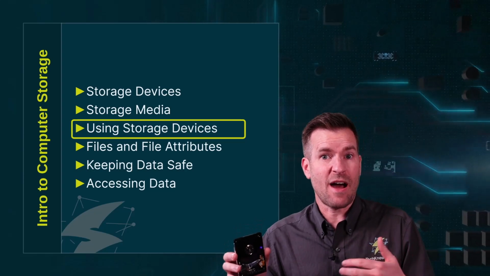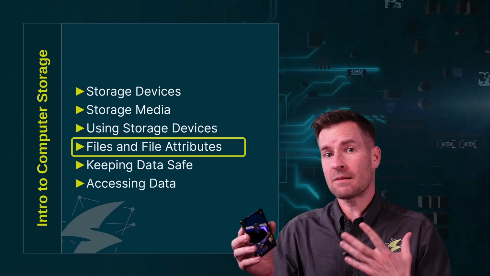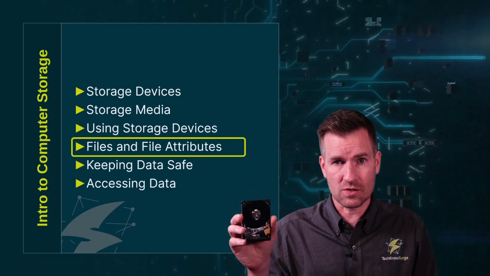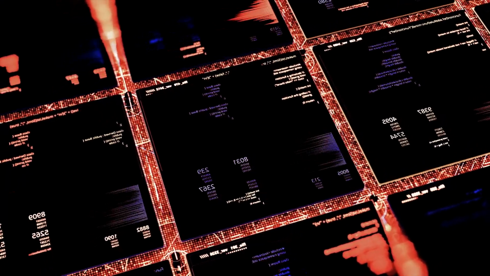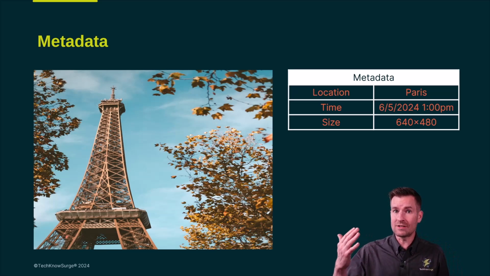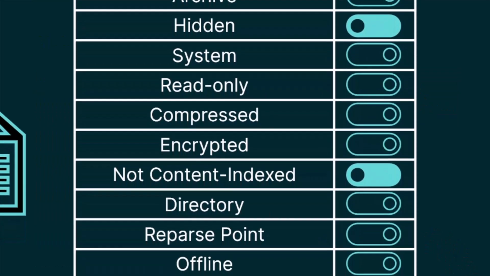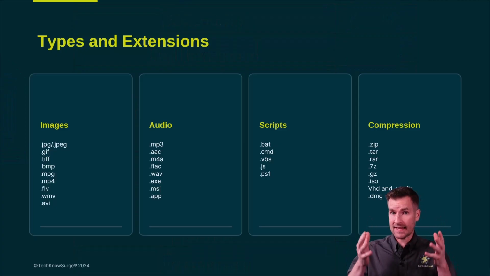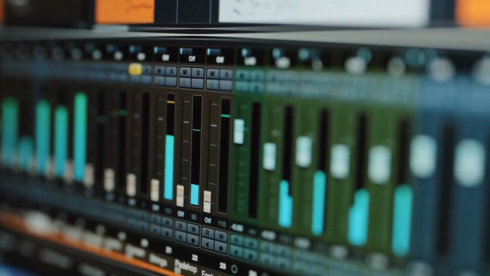So let's start talking about files and file attributes, those things of how those files are being presented to us and some changes we can make on those files as users. So we're going to get into metadata. That is data about data. There are times when we want to know data about our data. For instance, where did we take a picture from? We'll also get into these different attributes and how we can turn those attributes on and off.